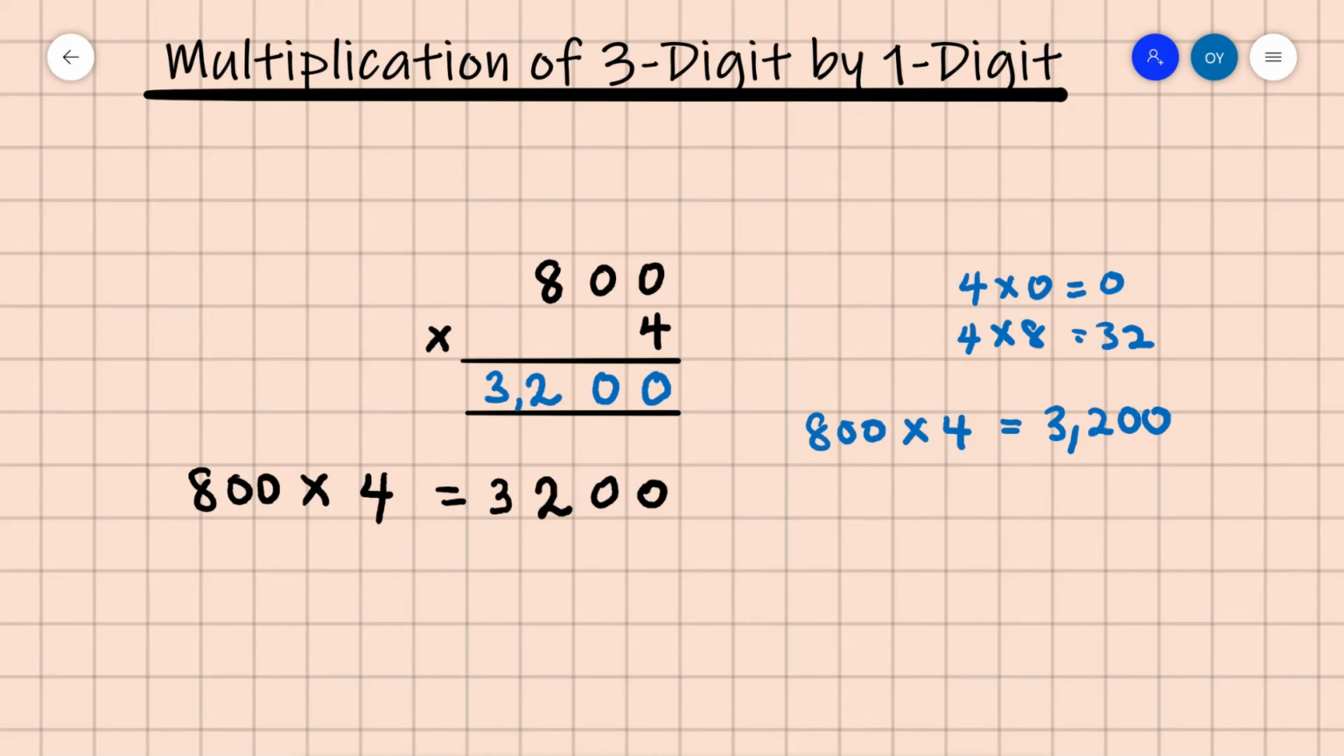Now we have another example, 200 multiplied by 9. So the step to take here is to write the 2 zeros in front before multiplying 2 by 9. So we put the 2 zeros, then 2 multiplied by 9, that is 18. So 200 multiplied by 9 is 1,800.